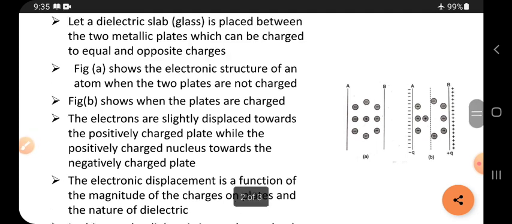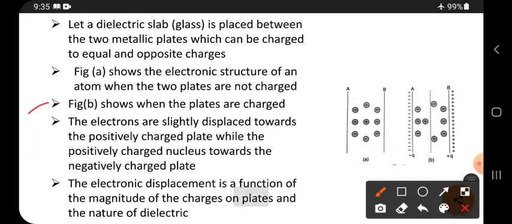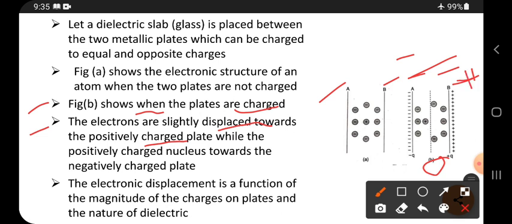Now see figure B. Figure B shows when the plates are charged. Here plate A and plate B are charged. In figure B, plate A is charged with a negative and plate B is charged with a positive. Now what happens? See here, electrons are slightly displaced towards the positively charged plate. Here plate B is the positively charged plate. So around the nucleus, negative charges are present, and these negative charges are displaced this side. Why? Plate B is positively charged, so a positively charged plate can attract the negatively charged ions or charges.